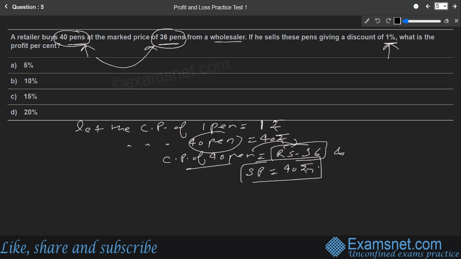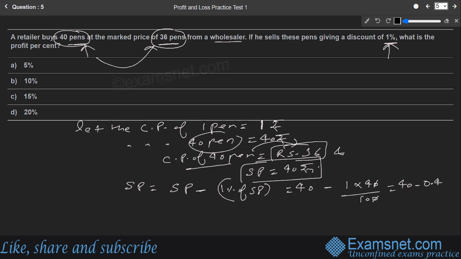So if he has given a discount of 1%, that means the ultimate selling price should be the selling price that is already there minus 1% of the selling price, because that is the discount offered. The selling price right now is 40, minus 1% of 40, which is 1 into 40 by 100. If we solve this, this comes out to be 40 minus 0.4, that is 39.6 rupees. So that should be the final selling price.